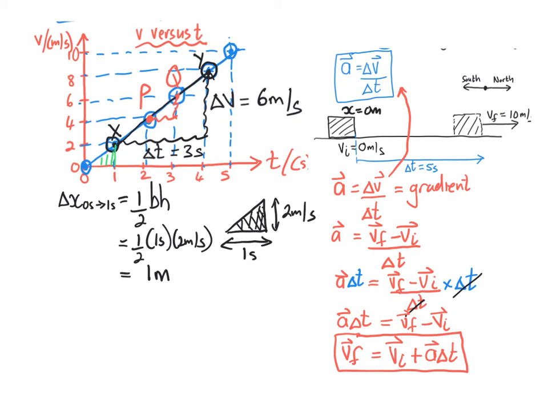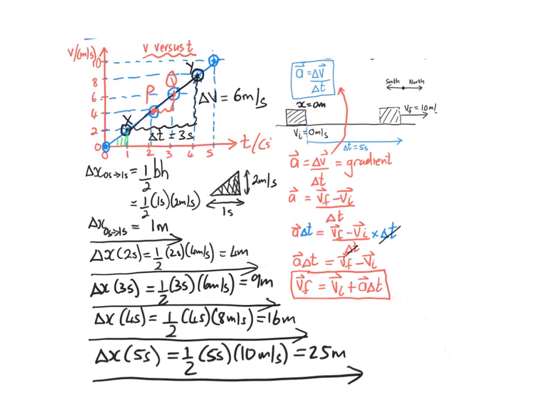What I would like you to do now is to determine the total change in position for the object at 2 seconds, at 3 seconds, at 4 seconds, and at 5 seconds, please. So whilst you're doing that, please pause the video.